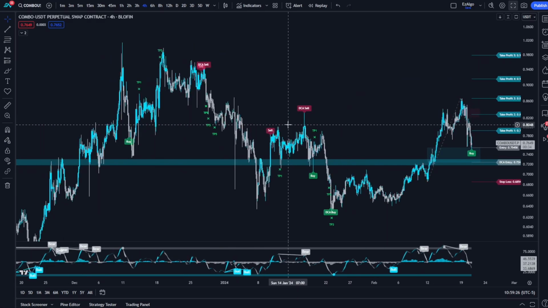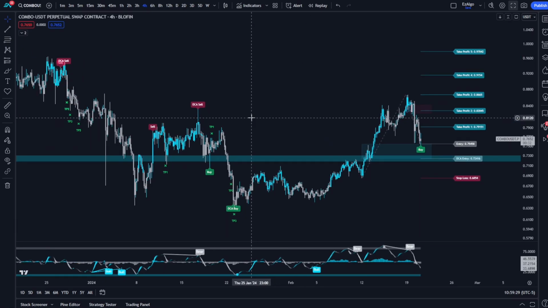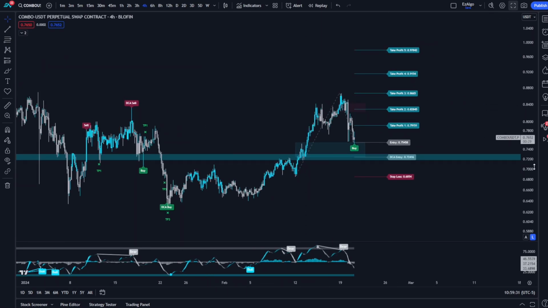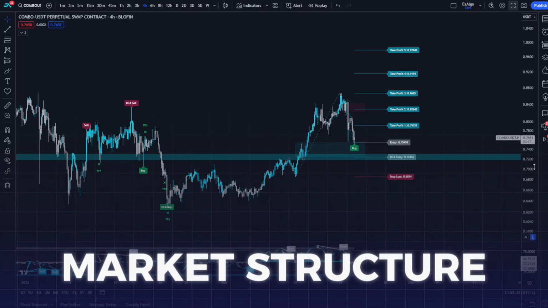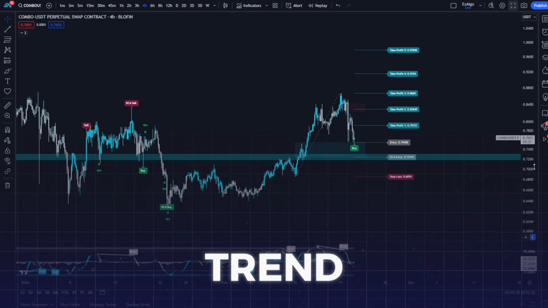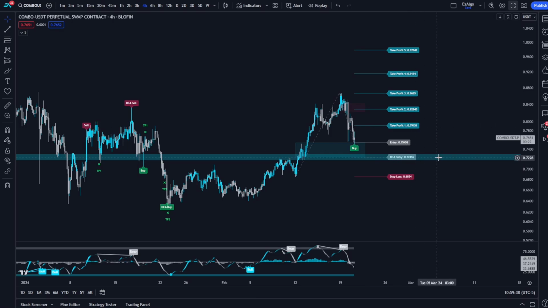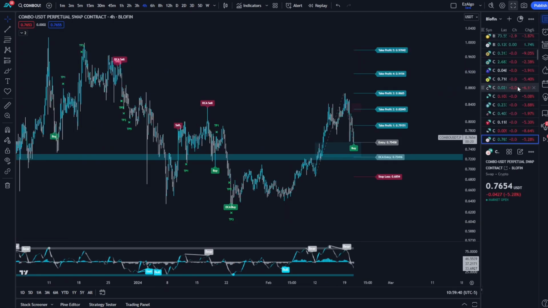You don't want to be using a ton of these indicator-based strategies. This indicator is strictly based off of fib levels, market structure, displacement, and trend. So everything that you need to find these profitable entry zones. And I'll go through a few pairs here.